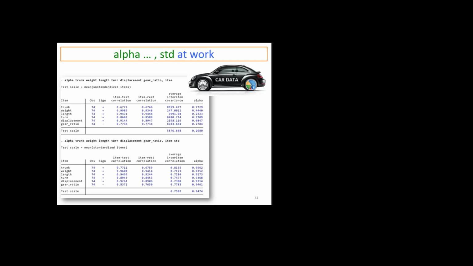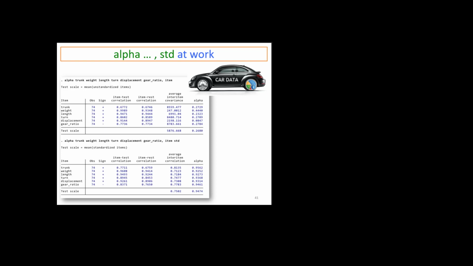This is standard data of Stata, and it's car data. And you will see that the car data consists of different variables that all have a different measurement unit. So you have the trunk, and that's probably in cubic centimeters. The weight can be in pounds or kilos. The length can be in centimeters. So every variable has a different measurement unit.